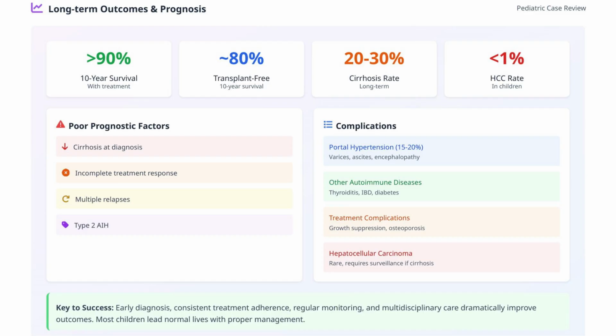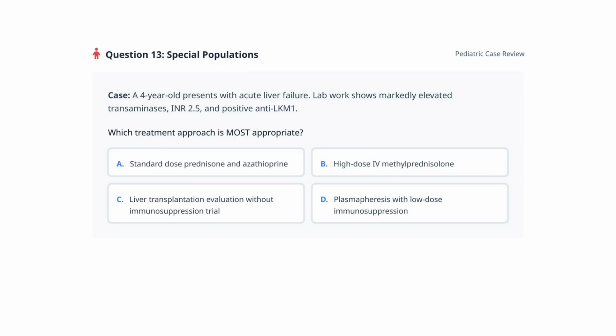Complications include cirrhosis in 20 to 30% of cases, portal hypertension in 15 to 20%, and hepatocellular carcinoma in less than 1%. The risk of hepatocellular carcinoma increases with duration of cirrhosis, highlighting the importance of surveillance. Let's consider a challenging scenario.